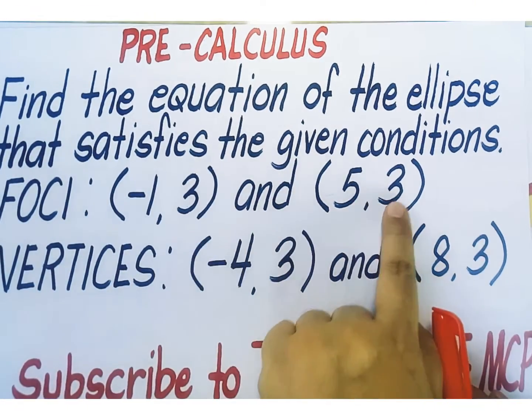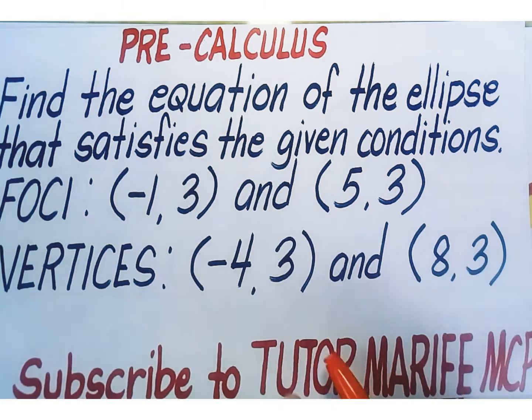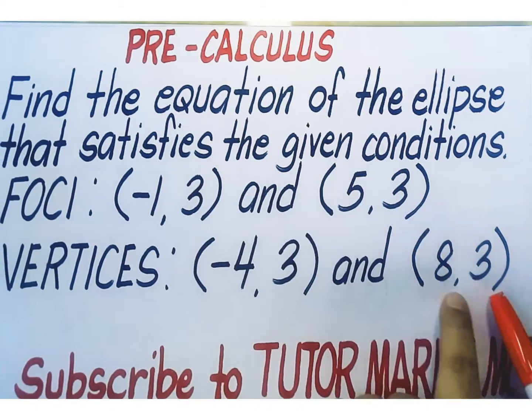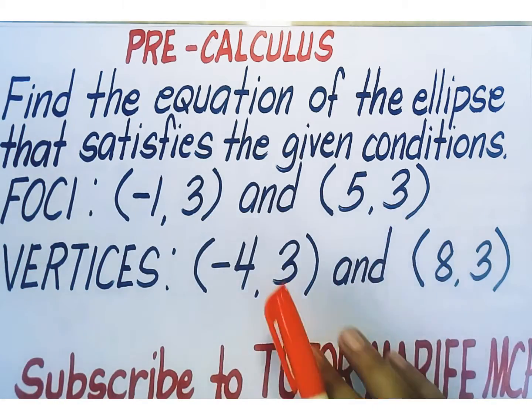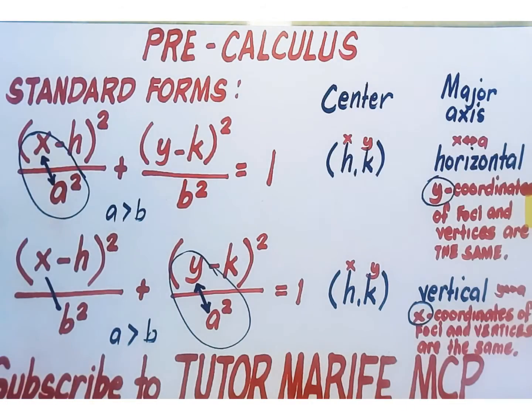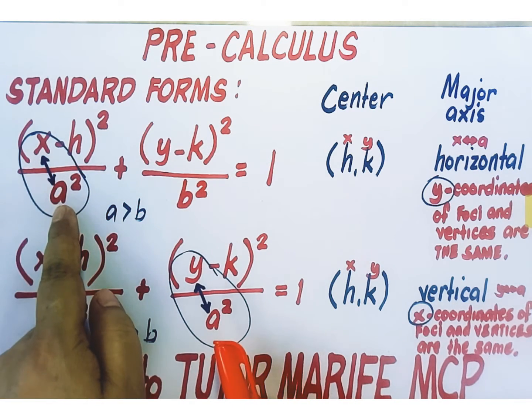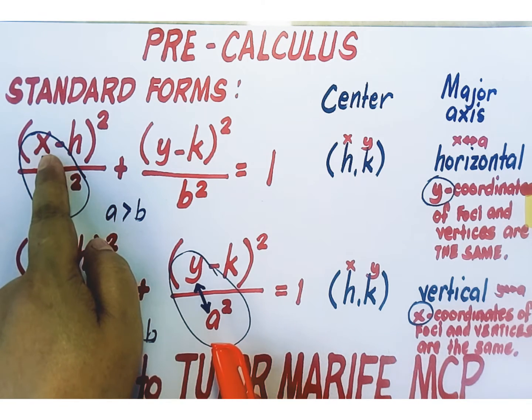The y coordinates are the same. Each point has a y coordinate equal to 3. Therefore, our major axis is horizontal. If our major axis is horizontal, we are going to use the standard form with the larger denominator, or a², placed under variable x.